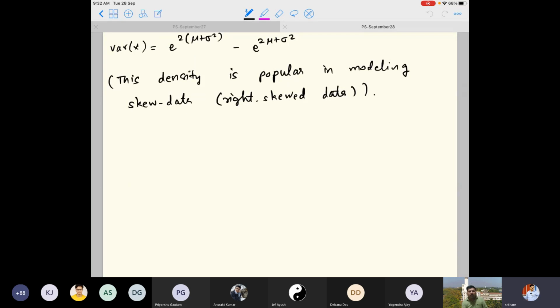So anything else about something that I have not covered or I have not said? If you have any doubt about anything that I have not covered.